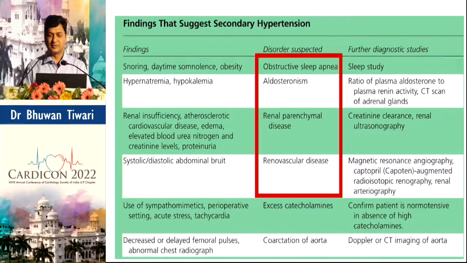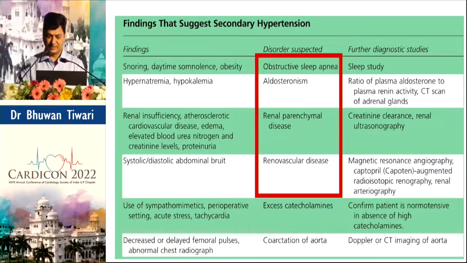Then if the patient is a younger female, fibromuscular dysplasia could be an important reason for this, or if an old patient, atherosclerotic renal vascular disease could be an important factor. Then tests like MR angiography or captopril test and selective renal angiography can be done, and further treatment as required.